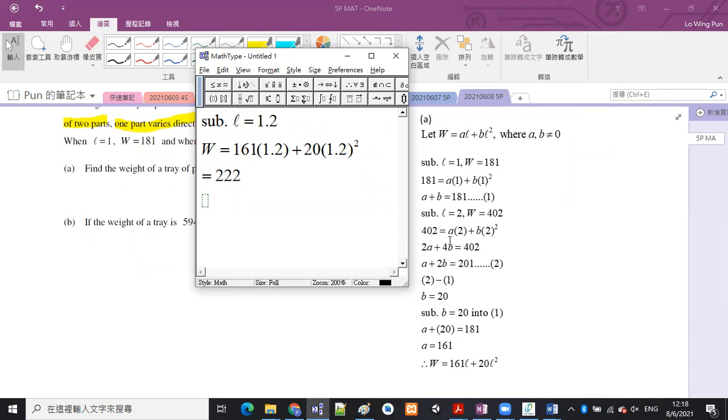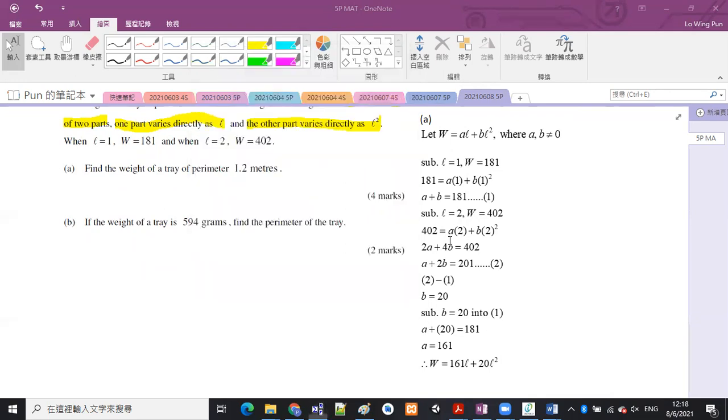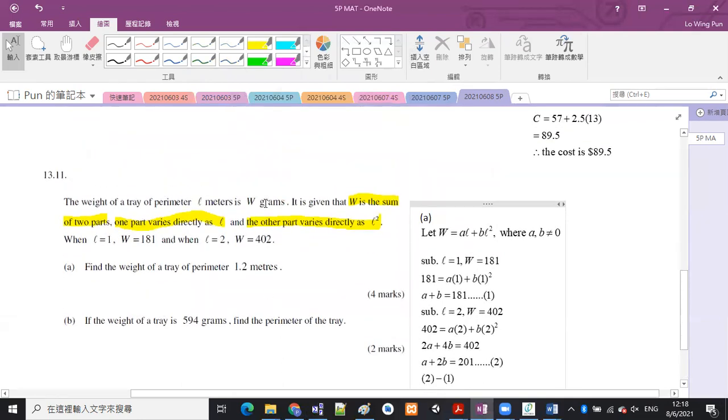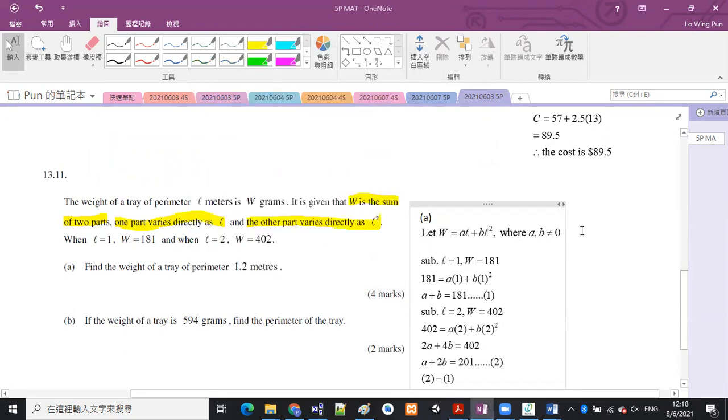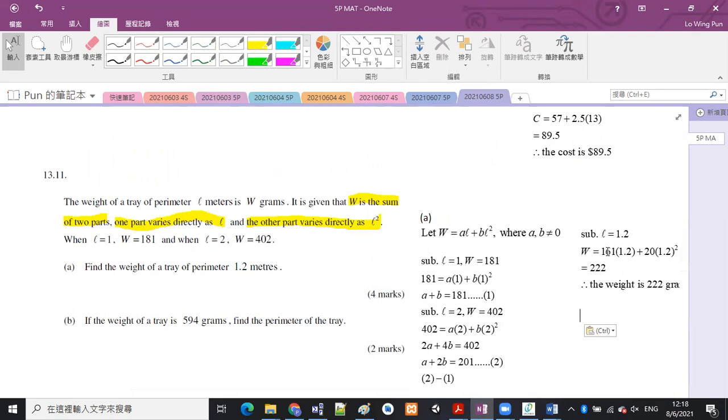Okay, but the question asks us to find the weight. So let us write down a conclusion. Therefore, the weight is 222. And what is the unit? Meter. Come on, this is the weight. Weight is not in meter. What is the unit of the weight here? Grams, yes. Careful. If you write 222 meters, I think your answer mark will be deducted. So be careful about the unit also.